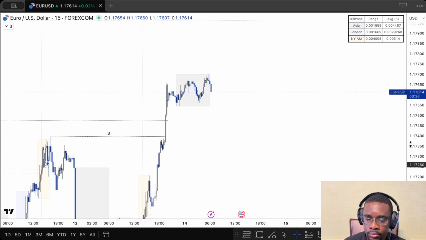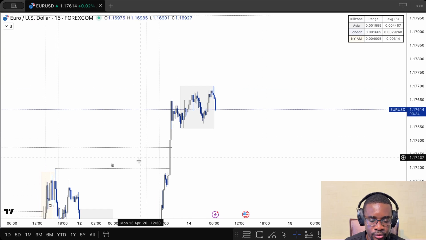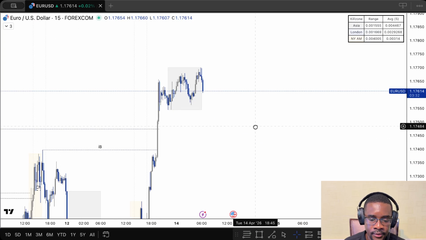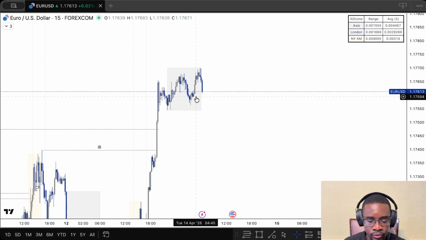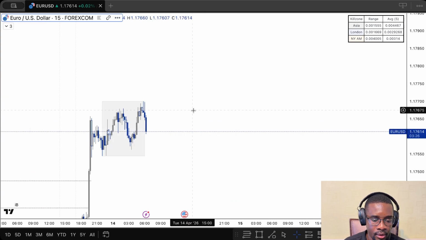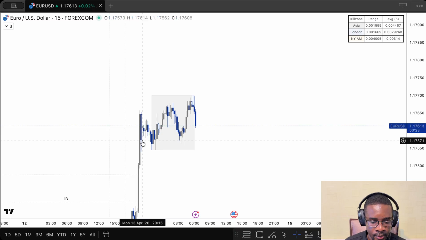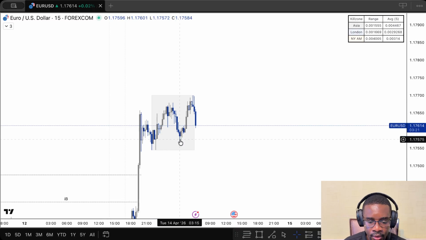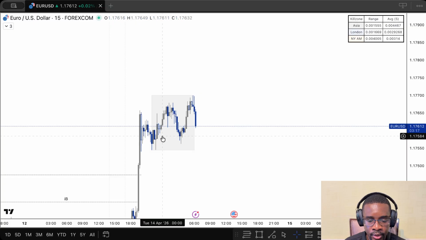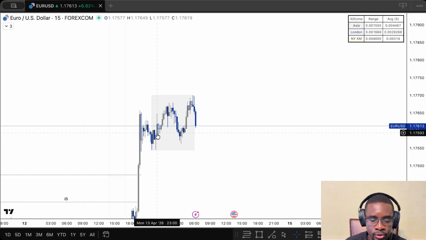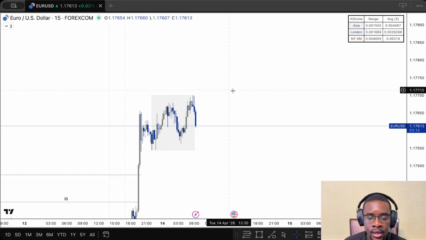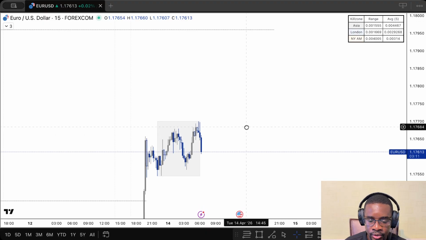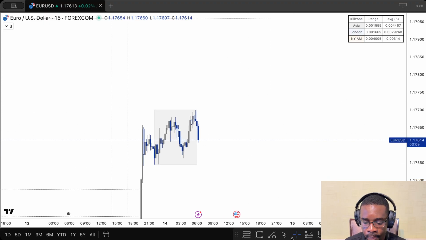So right now, of course, we swept these highs. We didn't have much of a pullback. After a break of structure, we do expect some kind of pullback, and a good sign for that pullback would be a change of character. So of course we do have a change of character, but all of this is happening during Asia.